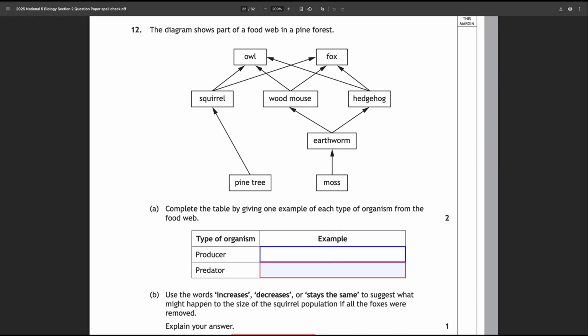They are plants or photosynthetic organisms that are at the bottom of the food web. So our examples here are either the pine tree or we could say the moss. Okay, that's where you find those.